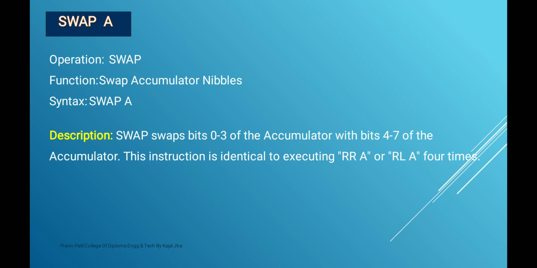Swapping means, if two values are there, for example 4 and 1. If we see the swapping, for example, if the accumulator A contains the value A5h, then after the swap instruction the resulting value in the accumulator is 5Ah. That is nothing but swapping: A is swapped with 5 and 5 is swapped with A. Okay, this is the swapped value.